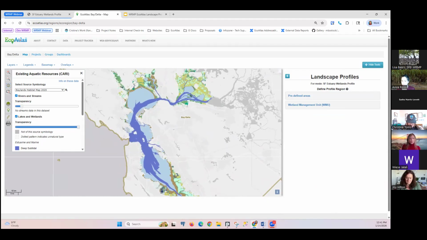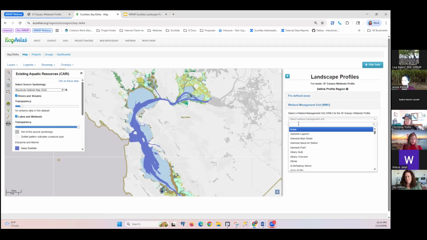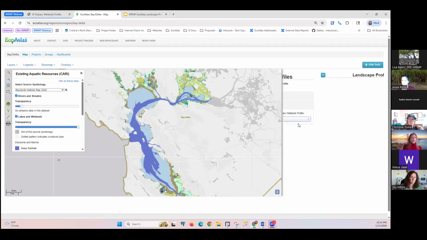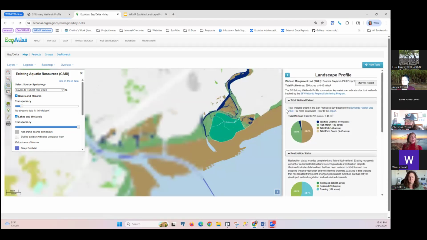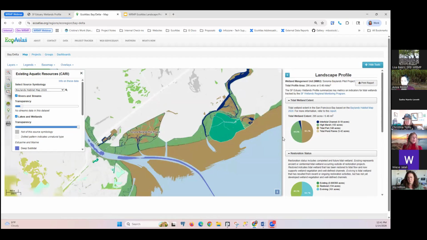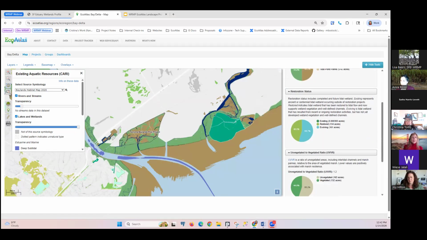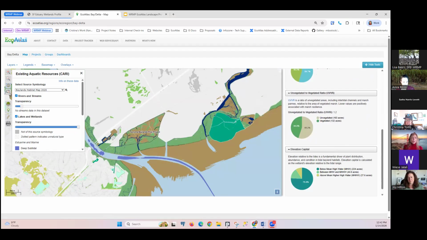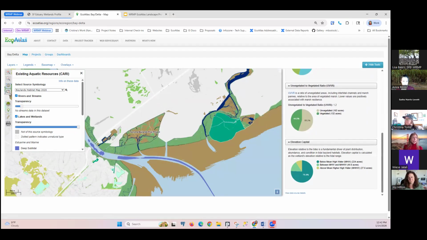I'm just going to follow the same order that Lisa did in her presentation. And I'm also going to put a link to the profile tool within the chat in case people wanted to follow along. So let's start at the Wetland Management Unit. Lisa showed you the Sonoma Baylands pilot project. So you would select that from the drop-down list, and then the report would be generated based on those different metrics that Lisa showed you. So the tidal wetland extent, the restoration status, the unvegetated to vegetated ratio, and then the elevation capital.